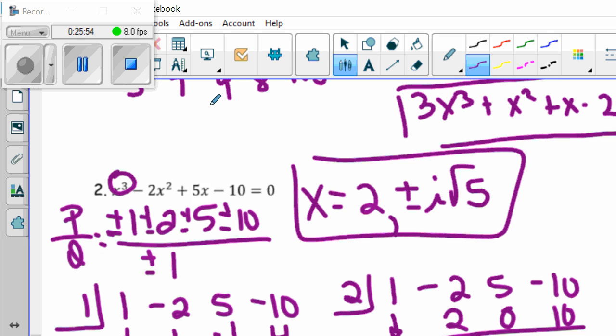Okay, so that's how we find all of the roots: all real, complex, imaginary, all the solutions. P's and q's, we do synthetic division until we get a quadratic that we can either solve as it is, use the quadratic formula, factor, or complete the square.